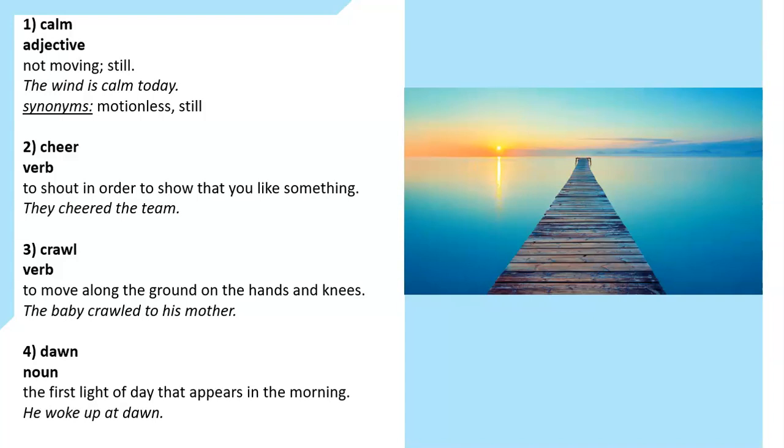Our first word is calm. Calm is an adjective, and we use this word to talk about something that is not moving or something that is still. For example, the wind is calm today. If you look at this picture, the water in the picture is not moving at all, so we can say the water is calm, or the lake is calm to talk about that the water is not moving.